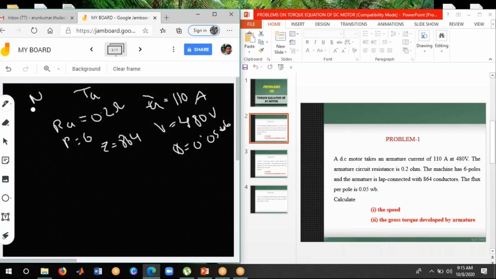Now we need to find the speed and torque. What is the equation we can use for finding the speed? Which equation can we use to find the speed, which formula can we use?